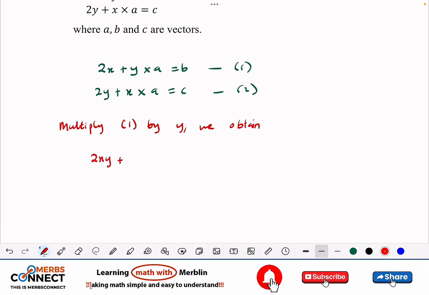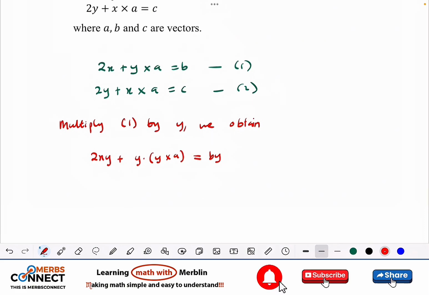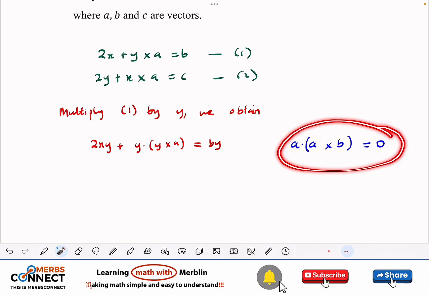2xy plus, so basically we are doing the dot, right? So dot, then y cross b, which is equal to by, right? Good. So that's what you are going to get from here. But do you know some property which is very nice? The reason I was doing that is, we know that if I have a dot a cross b, basically this is equal to 0. Do you remember this property? This is equal to 0. Is that true? Yes, it is true.